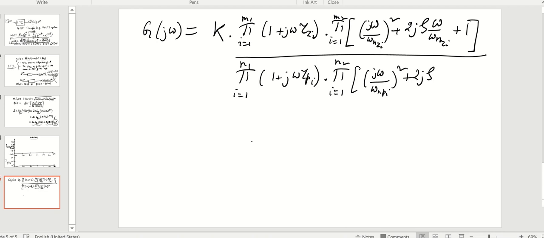zeta. Okay, sorry, I missed the subscript for zeta. Zi, so zeta pi omega over omega n pi plus 1. And there's something else missing here. You could also have poles or zeros at the origin. So we will also further consider terms such as j omega to the power r. So this is the standard form.